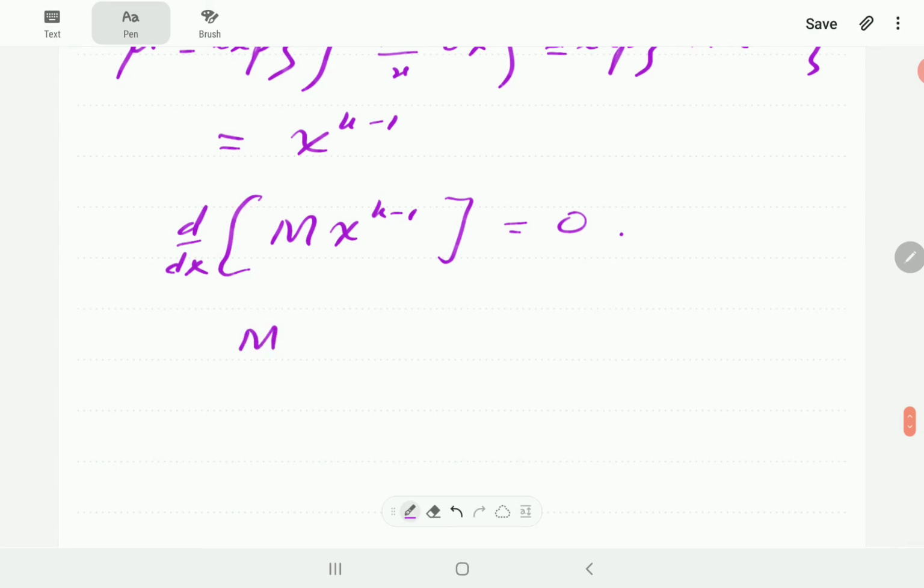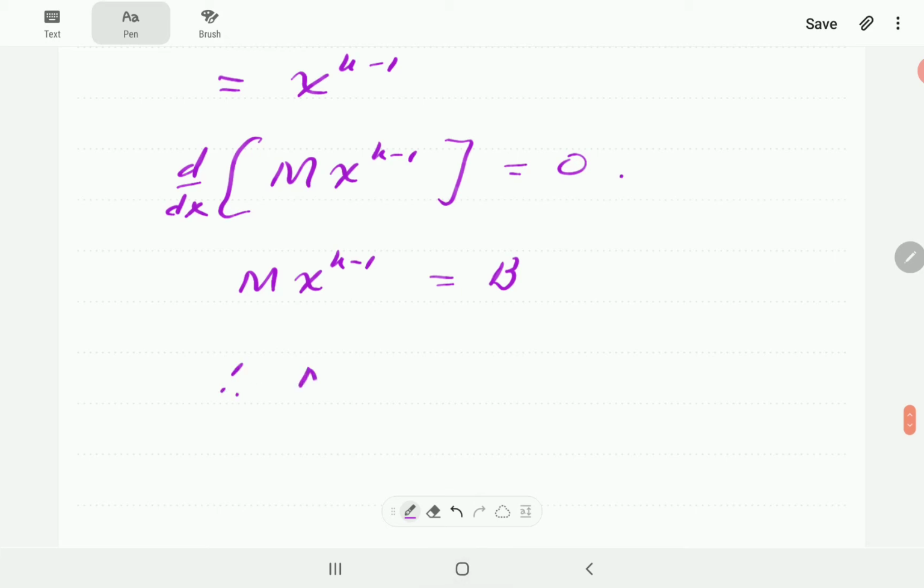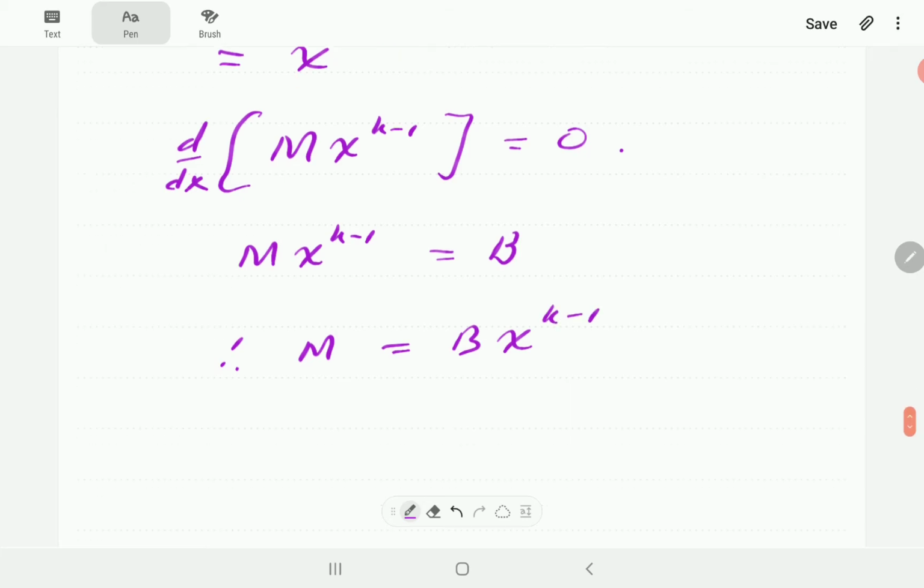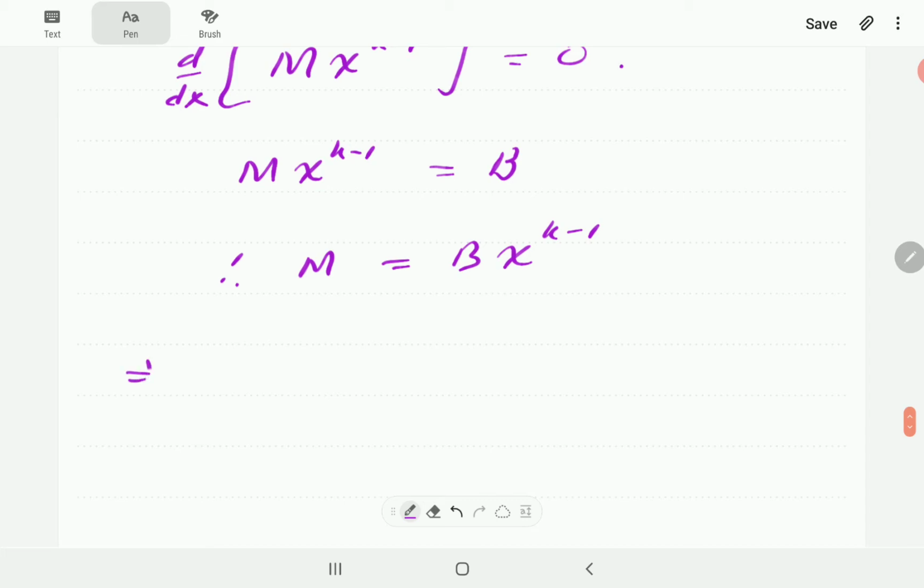Integrating this gives us m x to the power k minus 1 is equal to b, where b is a constant. And so m is simply b x to the power k minus 1. And so our u, which is m times n, is going to be c times x to the power k minus 1 e to the power ky over 2, where c is 8 times b. Okay, so this is a function of x and y.